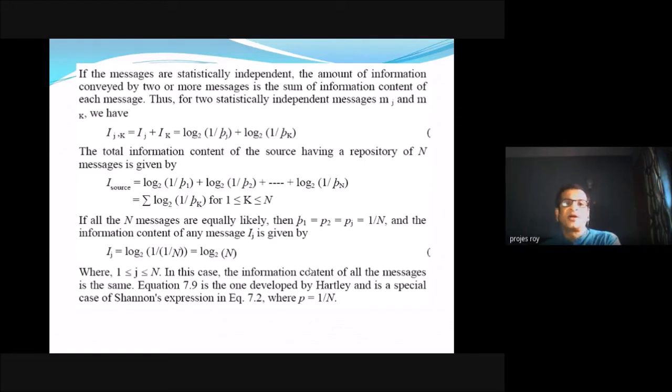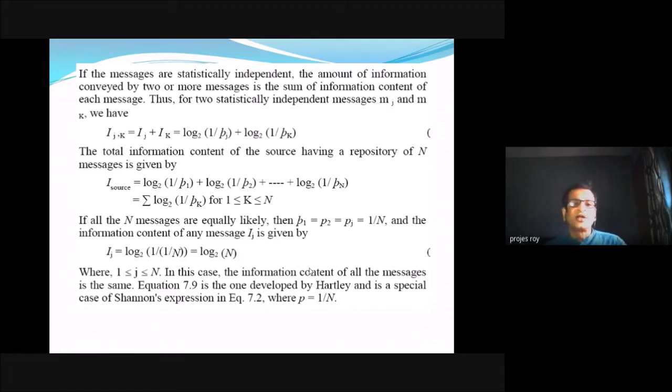The total information content of the source having a repertoire of n messages is given by I source is equal to log 2 (1/p1) plus log 2 (1/p2) and so on. So here you can see it is the sum of log 2 (1/pk) for k from 1 to n. If all the n messages are equally likely, then p1 is equal to p2 is equal to pj is equal to 1/n.